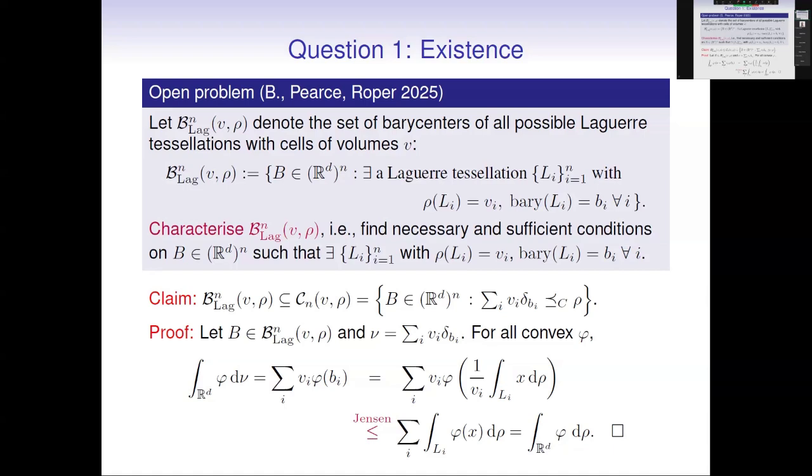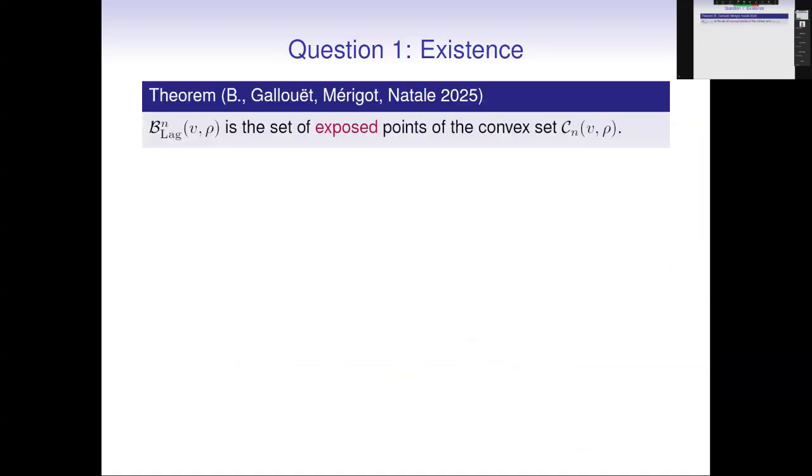So what is this set in the end that we're trying to characterize? It's not the full convex set. It turns out it's a subset of the boundary. It's in fact the exposed points of the set. So the answer to our open problem was that this set of barycentres is the exposed points of the convex set. So what does that mean? What are the exposed points?